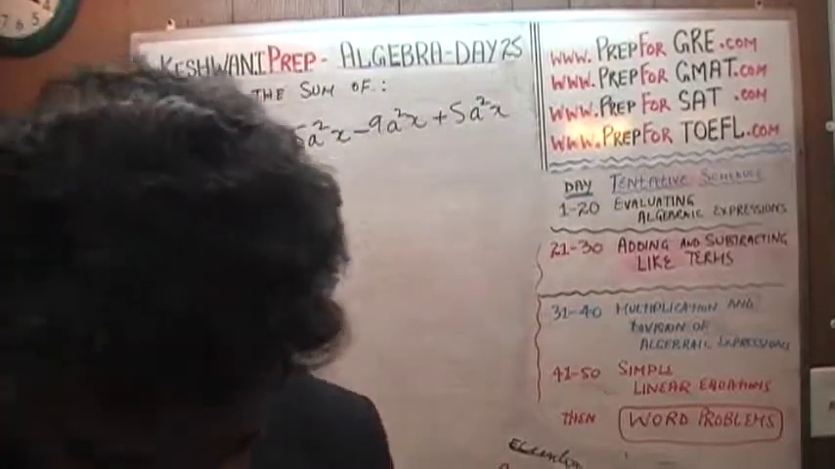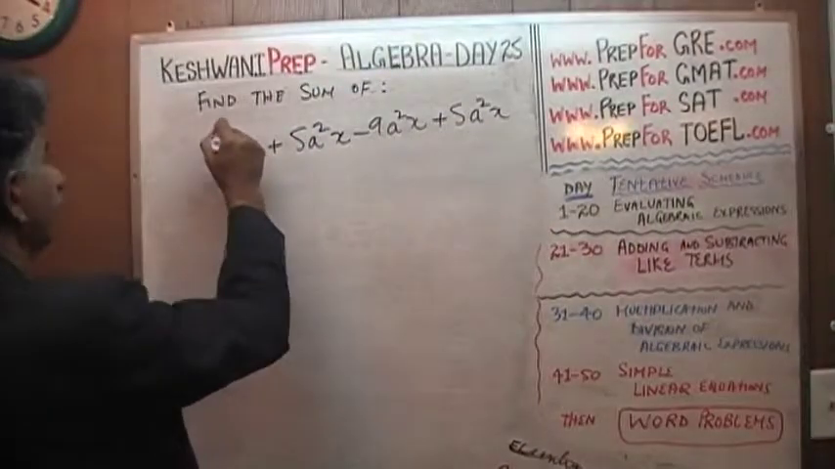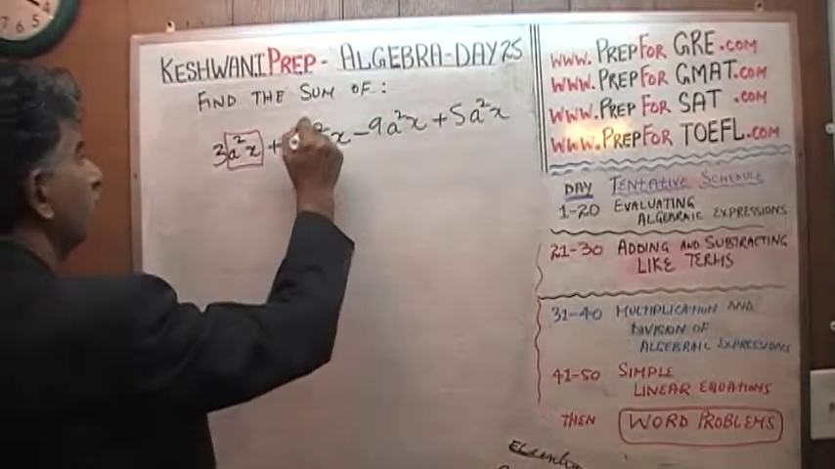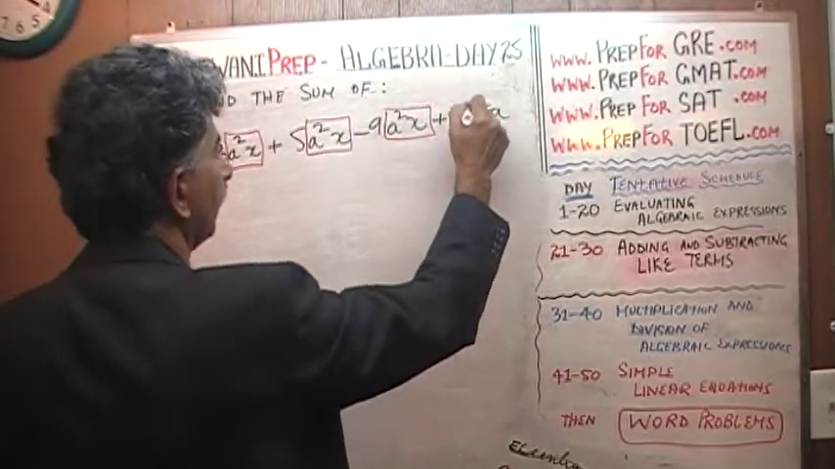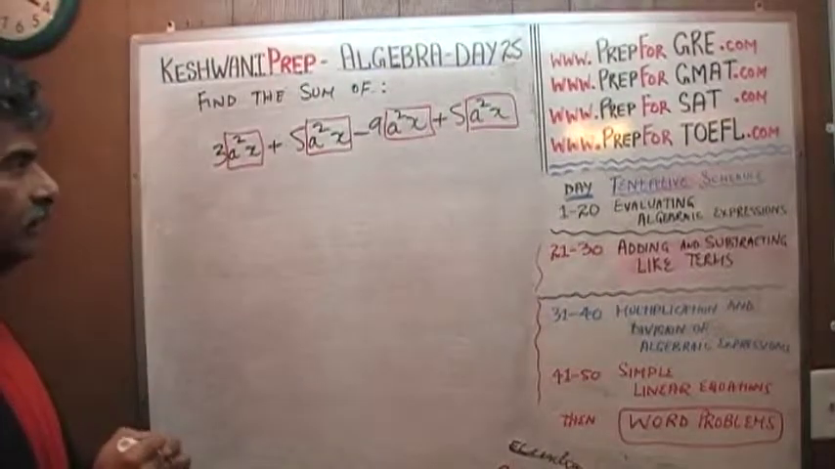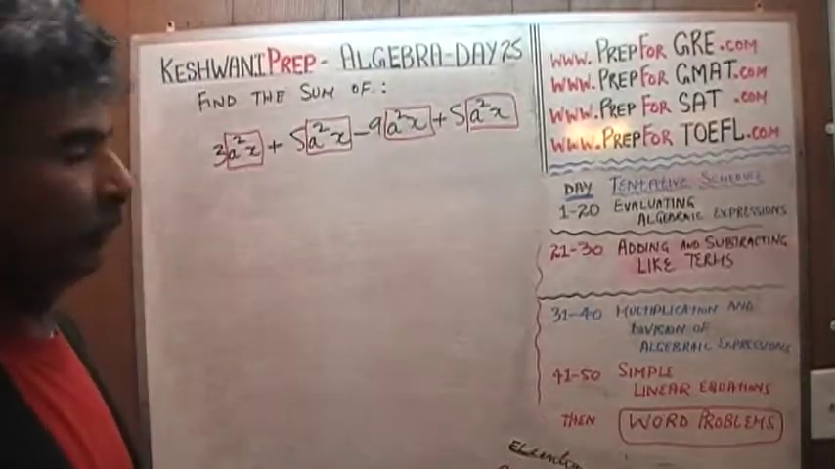Well, lucky for us, these are all like terms. A squared x, a squared x, a squared x, and a squared x. They are all like terms.